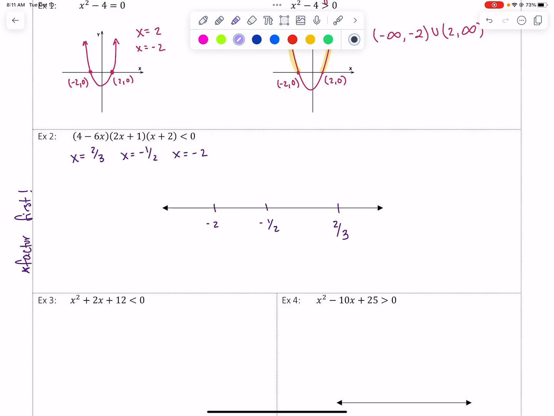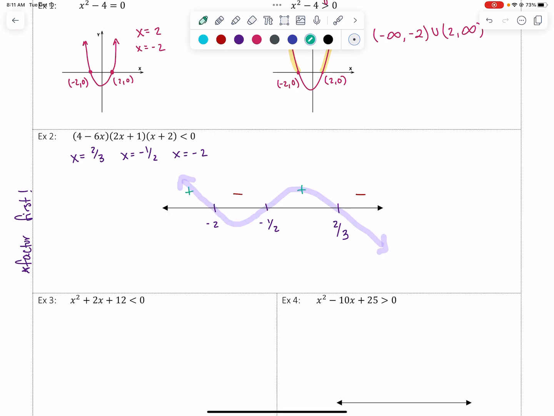So just taking my highlighter here, I'm going to quickly sketch through this. You don't have to sketch this every single time, but I know that it's going to look like this. And what this does is it gives me an idea where things are positive and negative. It's going to be negative here. It's going to be negative here. And then I also know that it's going to be positive here and positive here.